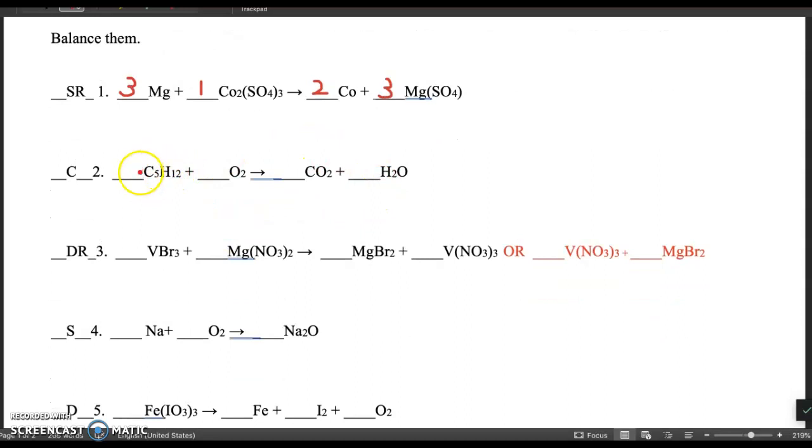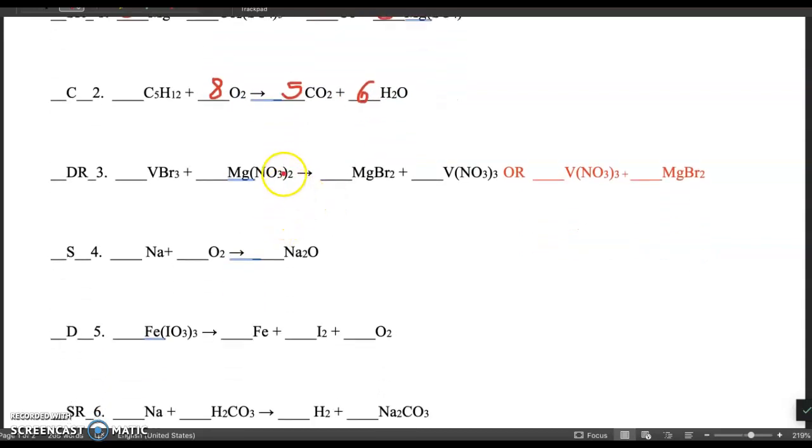So combustion, I start with carbon, 5 Cs. So 5 Cs, 12 H's, so I need 6 times 2. Reason I do O last is because I have 2 spots over here, so I have 10 plus 6 O's, giving me a total of 16, so I need an 8 on that side.